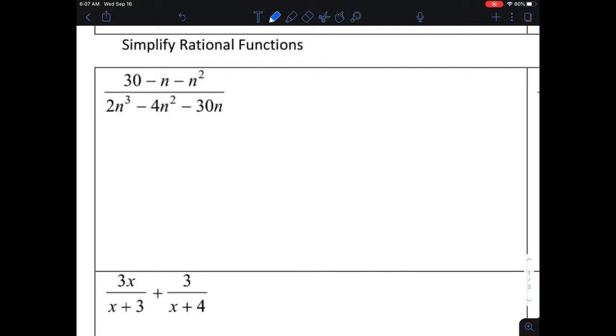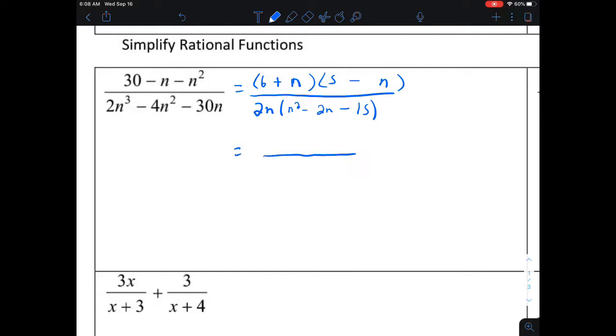All right, now we're on to our current chapter, but some review stuff. Let's simplify the rational functions. Now when we simplify, we want to try to get things to cancel out if possible. So I'm going to try to factor. And I could factor that a little bit more, especially that denominator.